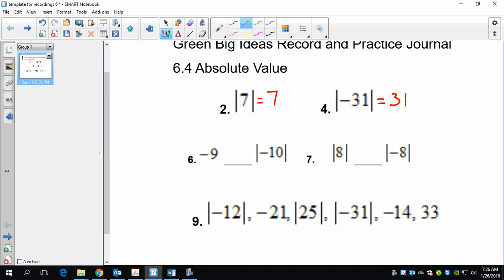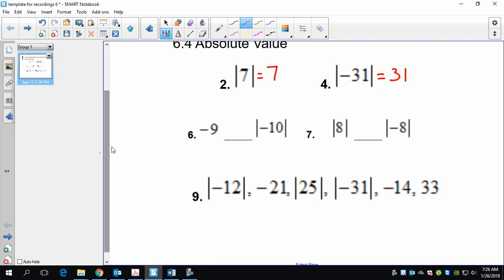Now for number 6, we're trying to compare the two. We have negative 9, and then we have the absolute value of negative 10. Well, the absolute value of negative 10 would simply be 10. So we just want to change that to 10, and then we want to say negative 9 would be less than 10. For number 7, we have two absolute value problems. The absolute value of 8, remember, would simply be 8, and the absolute value of negative 8 would simply be 8. So therefore, for number 7, it would be equal.